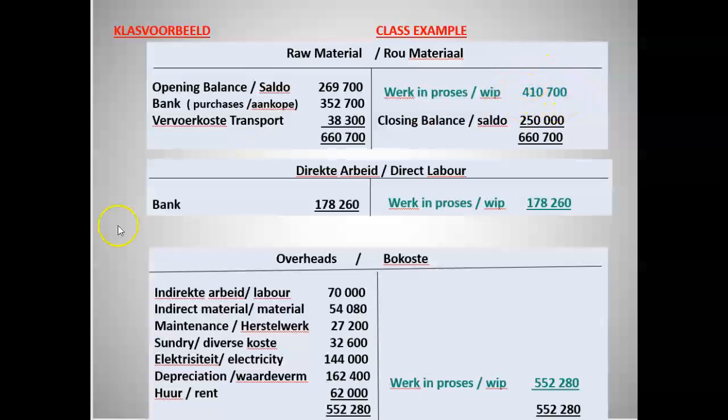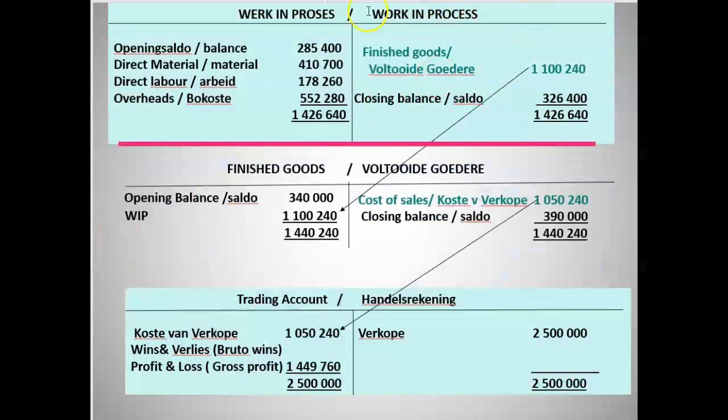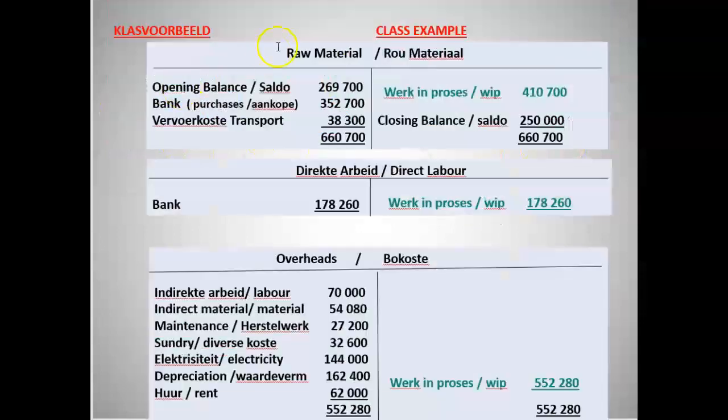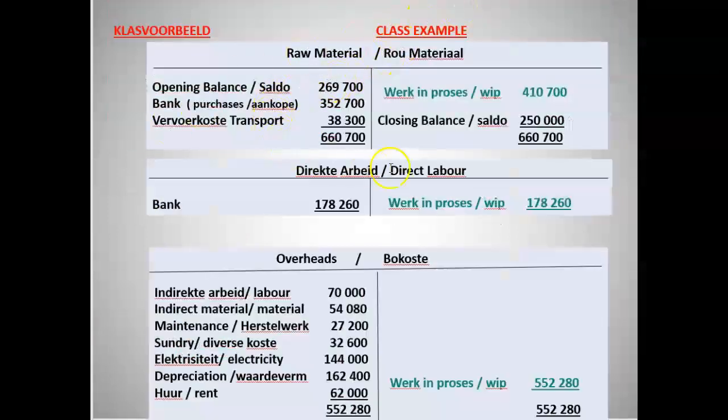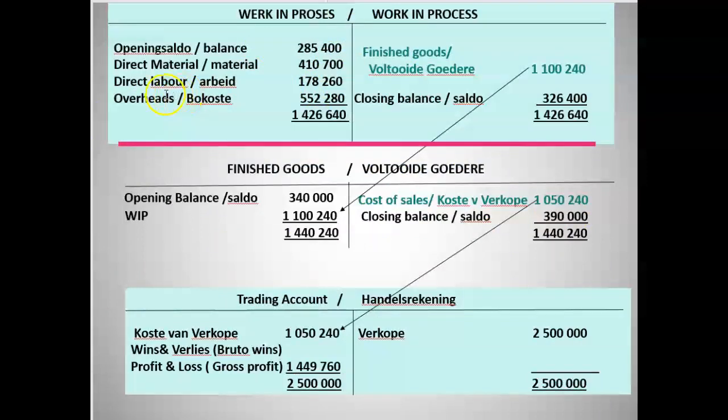So I credit this account and I will debit my work in process account, 410,700. Now this pinkish reddish line here, everything on that side of the line, so this whole page plus everything up to there, that is happening in the factory environment. Anything below this line, that is happening in the sales department. Good. Direct labor, we've paid 178,000, and that is the amount that we transfer to work in process. So work in process there, direct labor, 178,260.